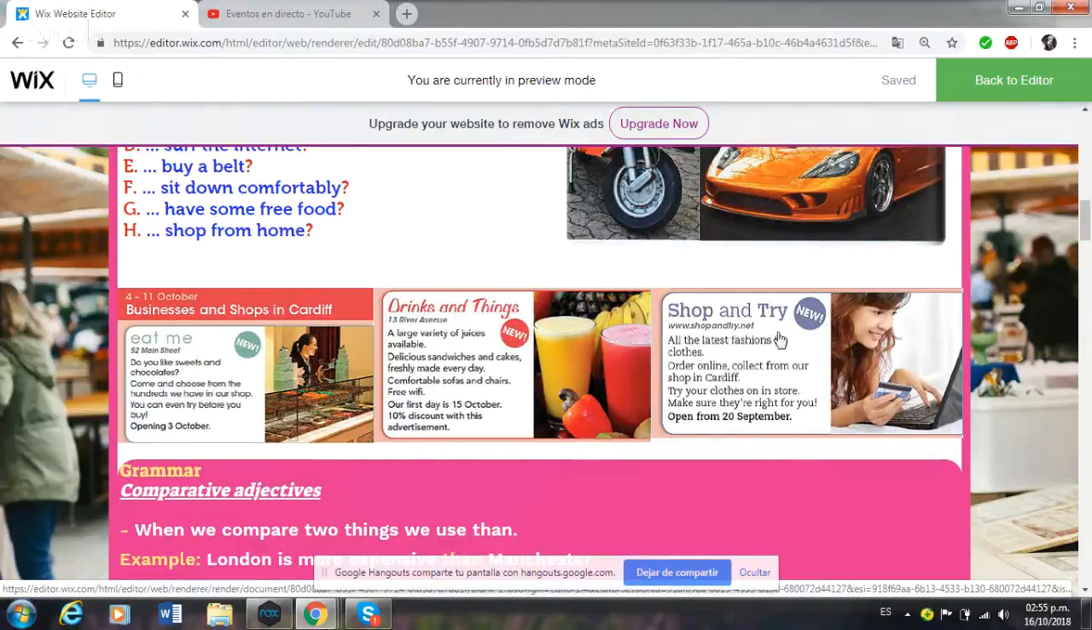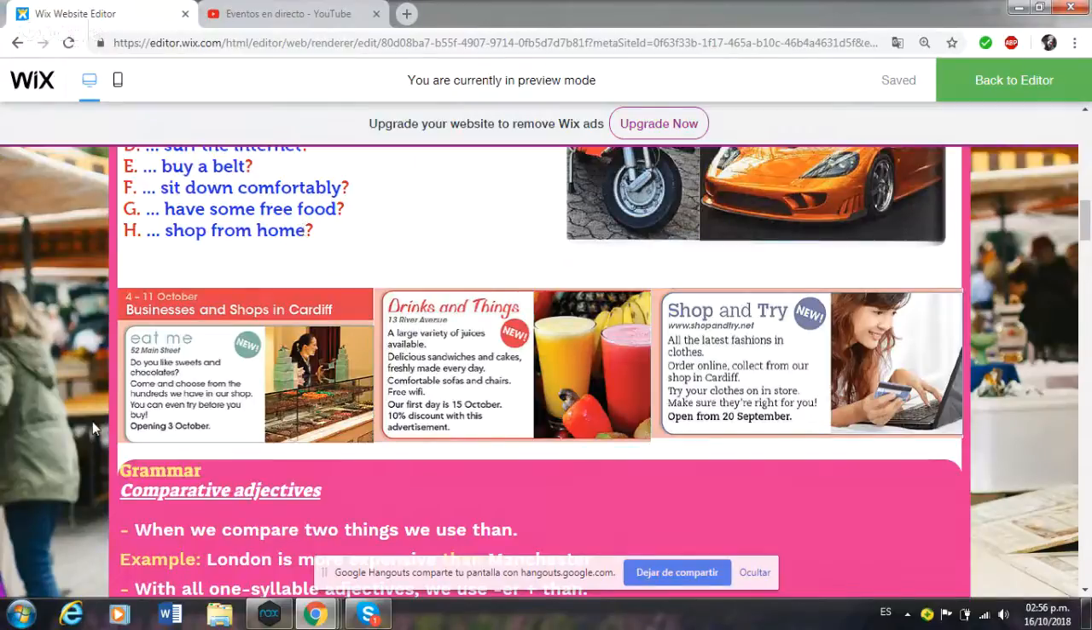Here it gives the direction, the website of this advertisement: www.shoppingtry.net. All the latest fashions in clothes. Order online, collect from our shop in Cardiff. Try your clothes on in a store. Make sure they are right for you. And open from 20 September. Okay. Then, as you can see, these are the three advertisements, each one of them, so that you can answer the questions proposed in the second exercise.